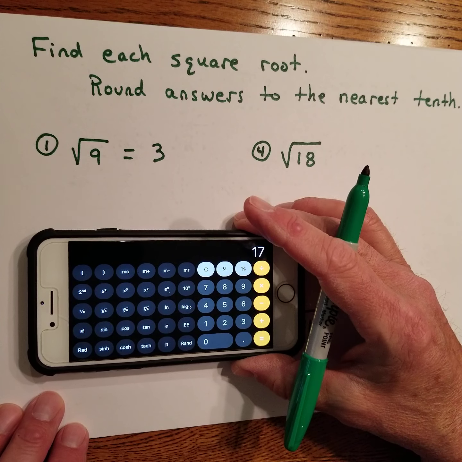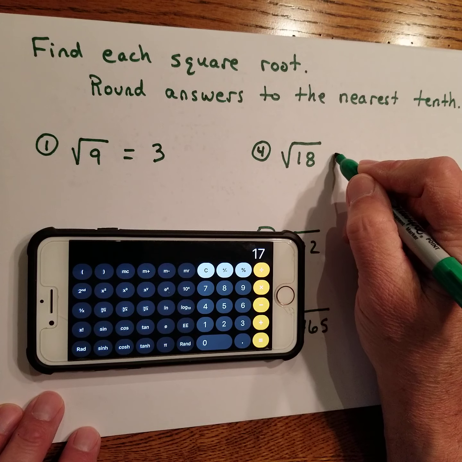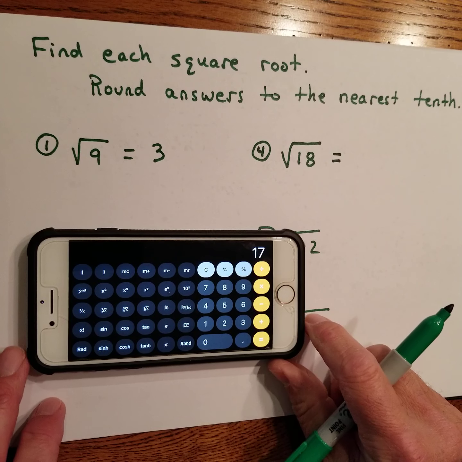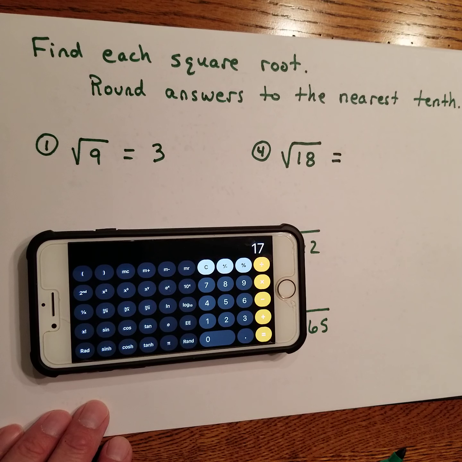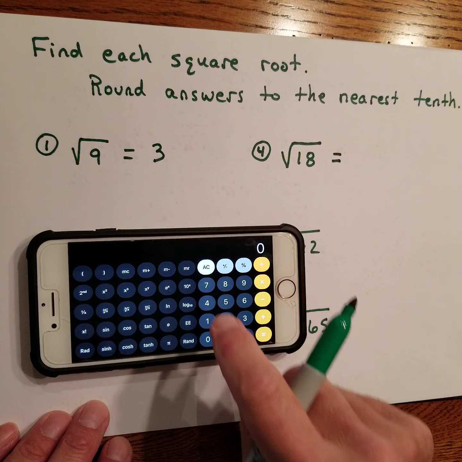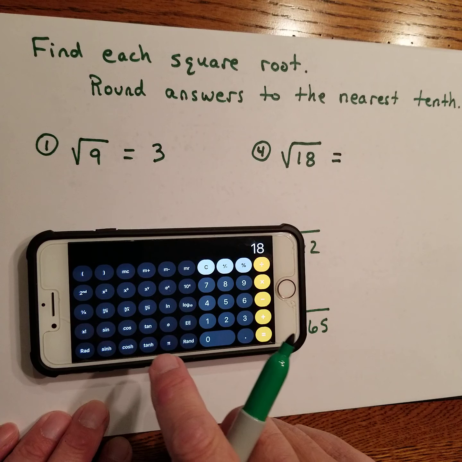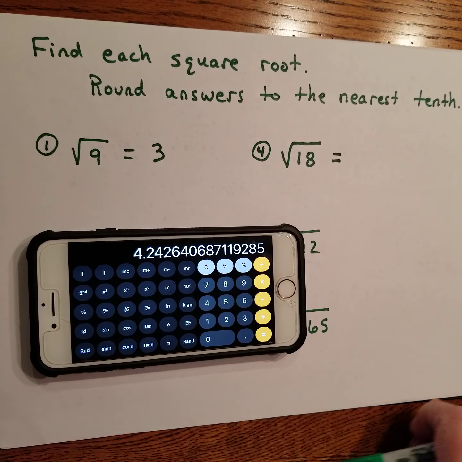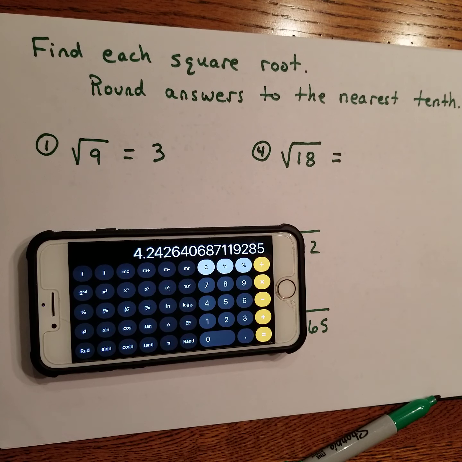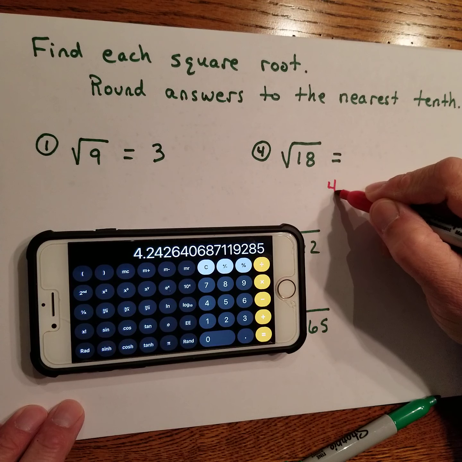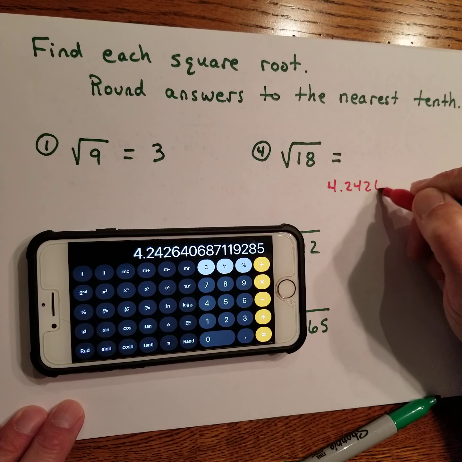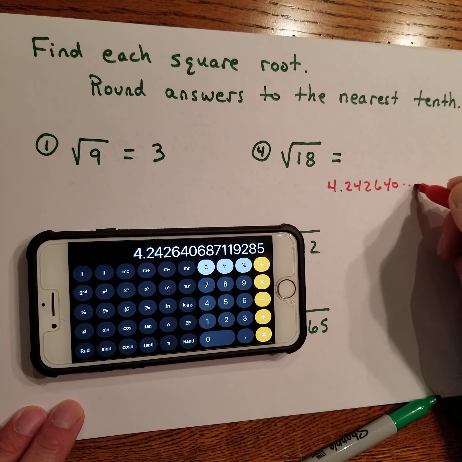Let's try the calculator again for the square root of 18. Now the square root of 18 will not be a whole number. Let's try it. I'll type in 18 and hit the square root button. And my calculator says, oh my, what a mess. 4.242640, and on and on and on.